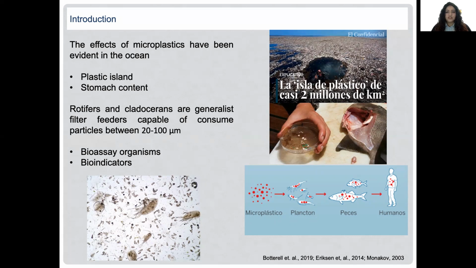Rotifers and cladocerans are generally filter feeders, capable of consuming particles between 20 to 100 micrometers, which allows small particles of microplastic between 0.05 to 50 micrometers to be easily ingested, and this could have an adverse effect on their survival.